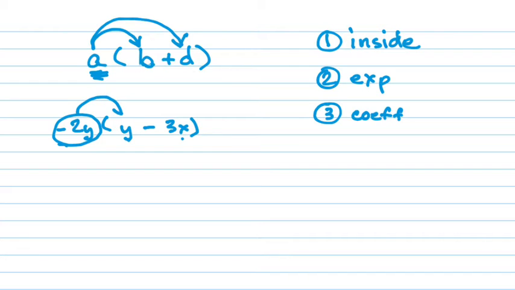So we'll take that first times my y. A negative times a positive is a negative. 2 times nothing just stays 2. Y times y is y squared, or y to the second, whichever you prefer. Now I'm done with the first term. We'll move to the second one.